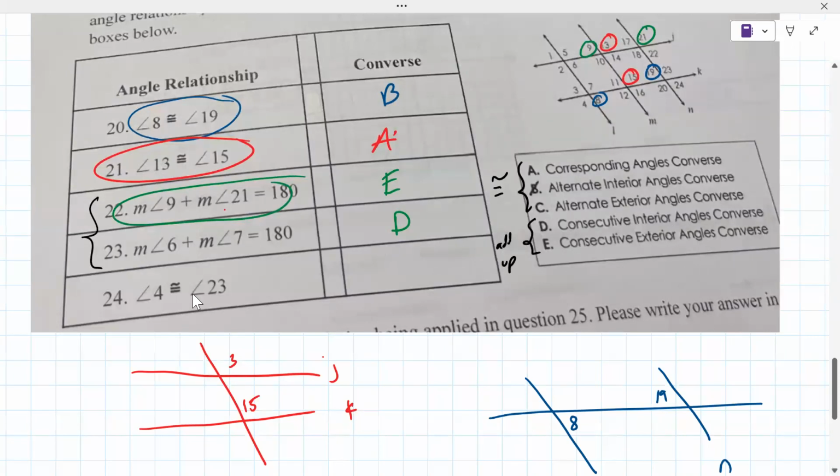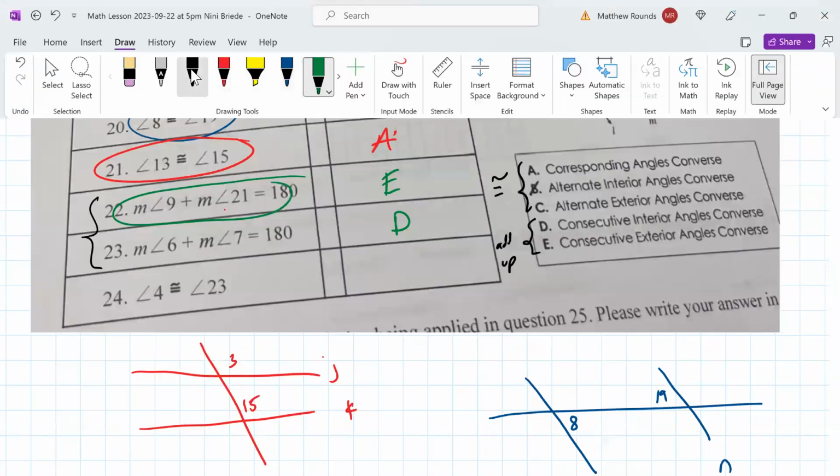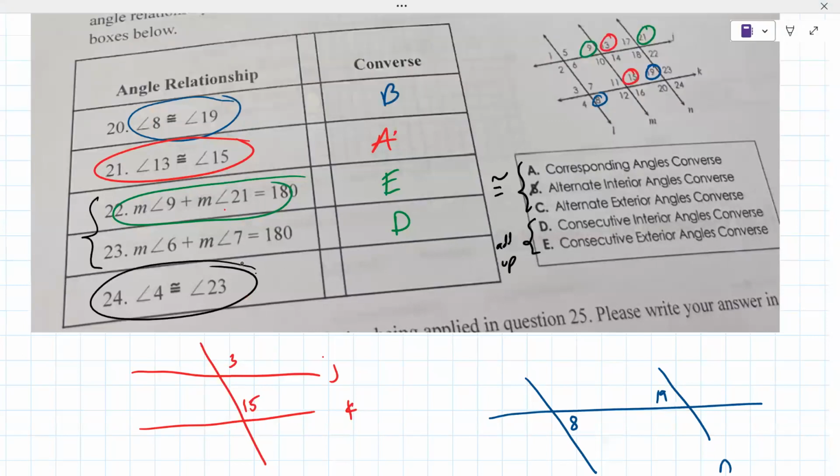Let's go to angle 4, congruent to angle 23. So I don't know here. Let me go back to this one here. 4 and 23, they're congruent, so it's either A, B, or C. What do you think? It should be corresponding.